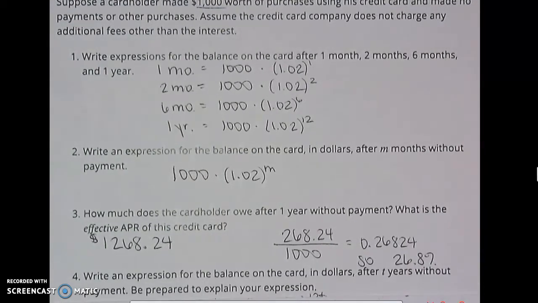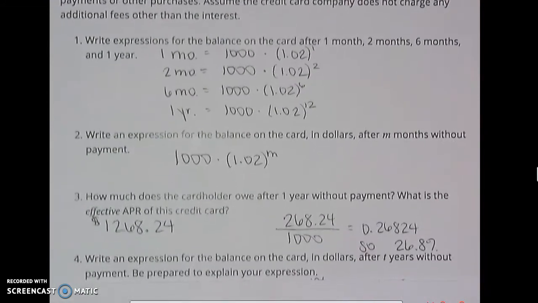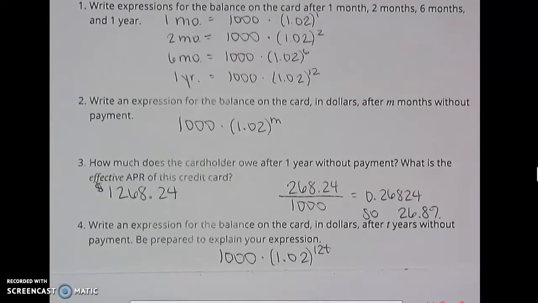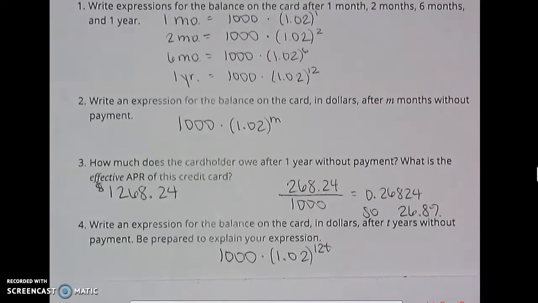We want to write an expression for the balance on the card in dollars after T years without payment. Okay, so if we don't make any sort of payment on this, it is after T years, so we need to multiply that T by 12. So if it was 2 years, it would be 24 that you're using as your exponent, and so forth and so on, depending on your years.